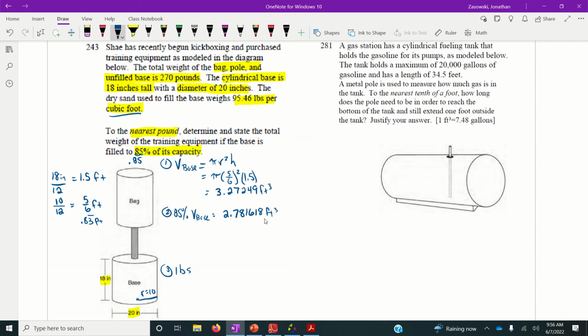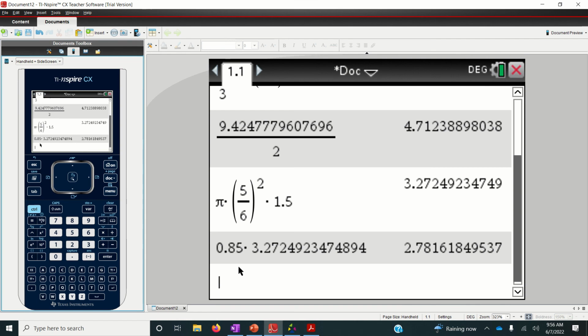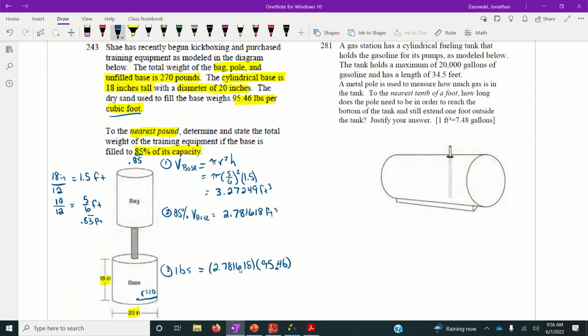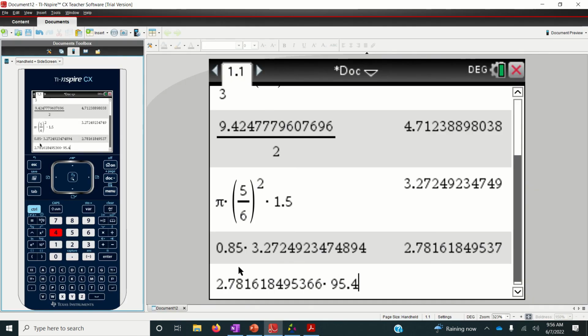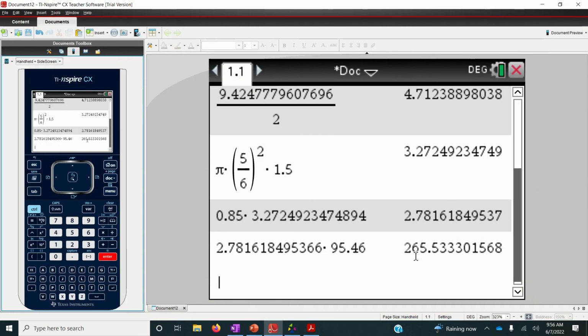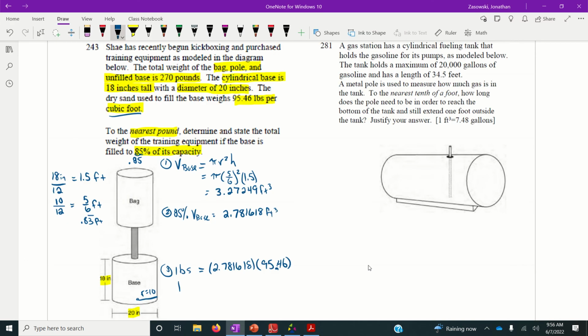And now I want to figure out the weight, and so the poundage is equal to that 2.781618 times the 95.46. But remember, we're not going to use the rounded number. We're going to use this entire number right here and then multiply that times 95.46. That is the weight we're using, and we're rounding it to the nearest pound, so 265.5 is 266. Now, this is only for the base.